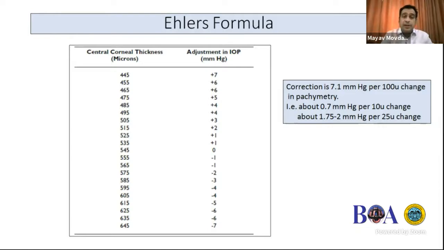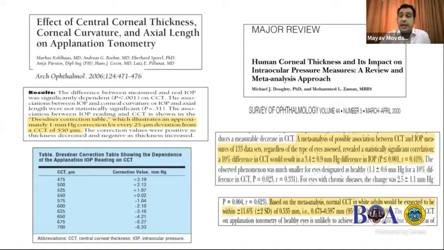Along with that, you had the Dresner as well. For a 25 micron deviation, it suggested 1 millimeter mercury. And the Doughty meta-analysis told us that for every 10% change of corneal thickness, you need to change the IOP by 3.5 millimeter mercury. So you have 1 millimeter, 2 millimeter, 3.5 millimeter mercury for similar changes in corneal thickness. Which one do we use? The answer is none, because the literature clearly showed us that adjusting IOP for central corneal thickness does not improve your prediction models for open angle glaucoma.